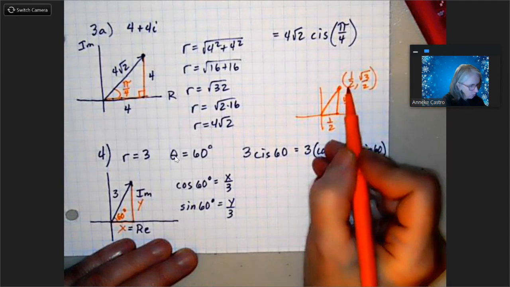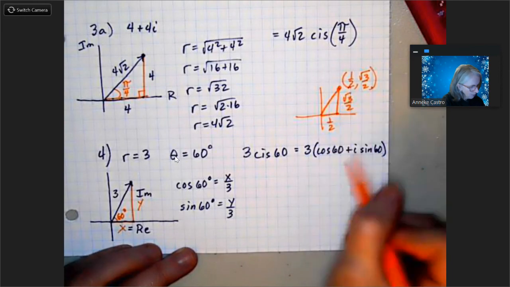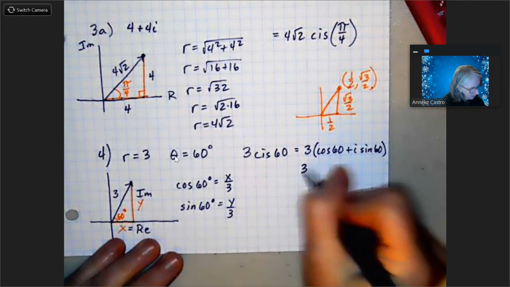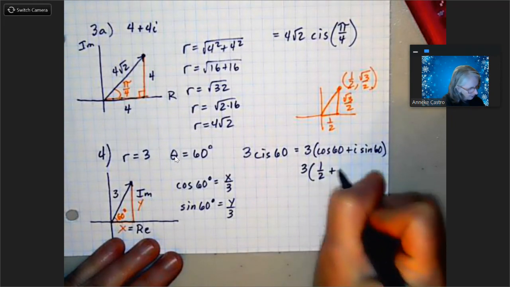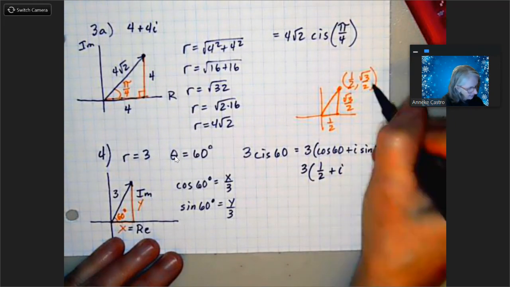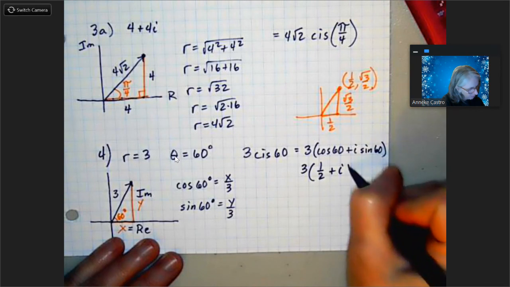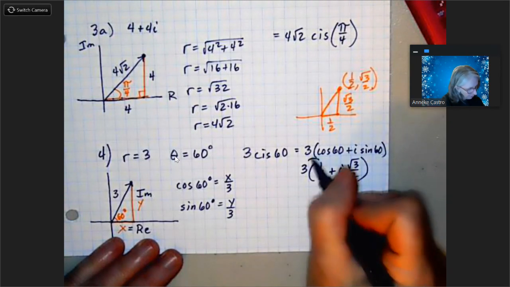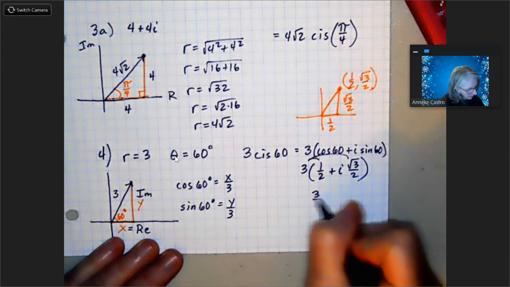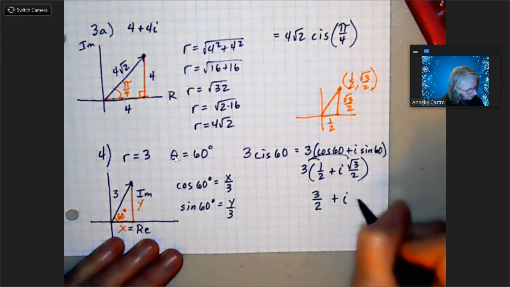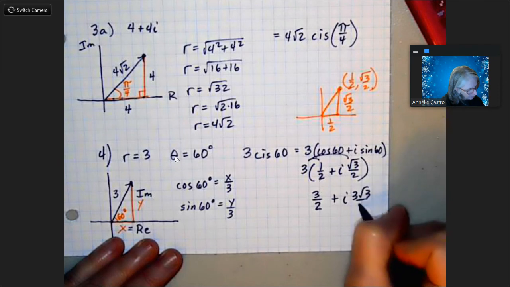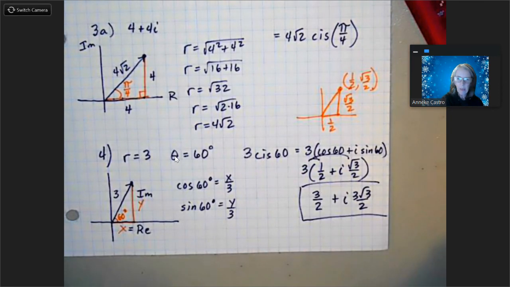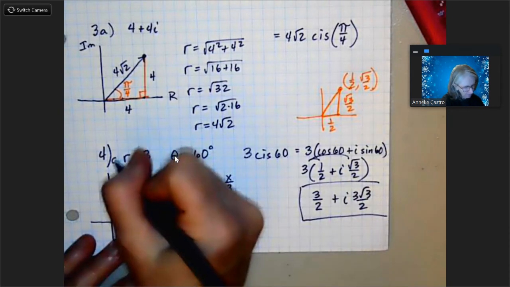The coordinates here on my unit circle are 1/2, square root of 3 over 2. So it's cosine, sine. So the cosine of 60 is 1/2. So I'm going to have 3 times 1/2 plus i times the sine of 60, which is the y value on the unit circle, square root of 3 over 2. And then I'm going to distribute my 3. And so I'm going to get 3/2 plus i times 3 root 3 over 2. And there it is. Okay, so you're going to do the same thing. That was problem A. Same thing for problem B.